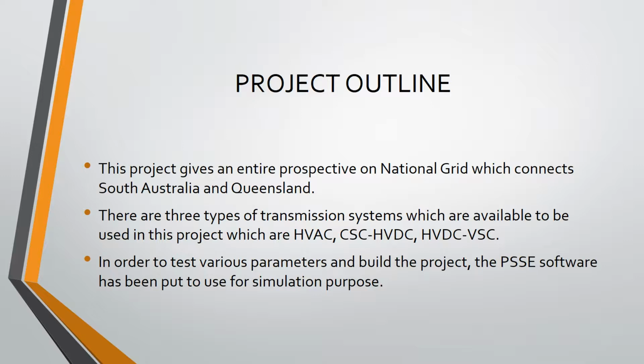As far as this project is concerned, we take into consideration three types of transmission options, which are HVAC and HVDC, that is the current source converter and voltage source converter, among which the thyristor is used by the current source converter, and on the other hand, the voltage source converter uses transistors.